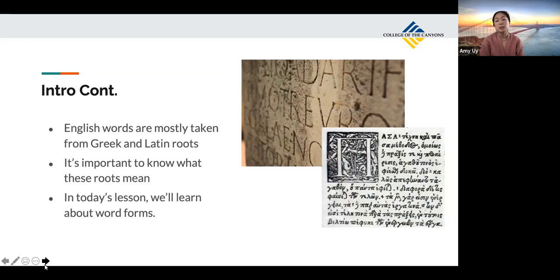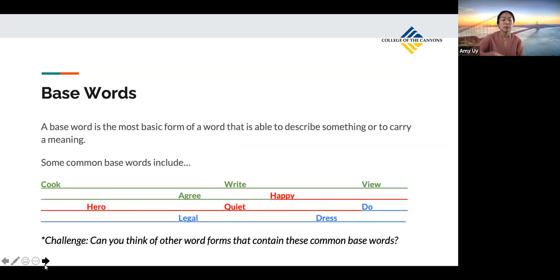English words are mostly taken from Greek and Latin roots. It's important to know what these roots mean. And in today's lesson, we'll learn how English words are formed. We'll start with base words. A base word is the most basic form of a word that is able to describe something or to carry a meaning. And I have some common base words here on the screen for you.